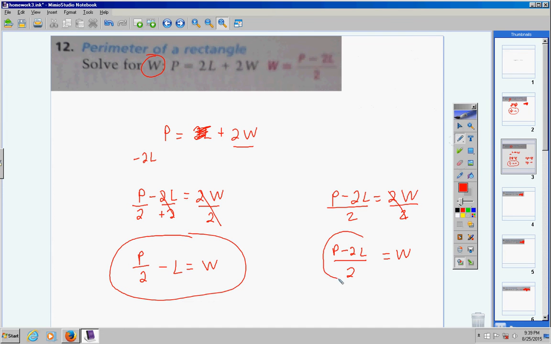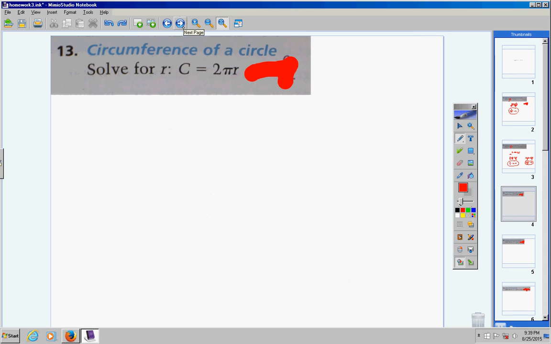Now, if you want to do this, I will give you full credit, but make sure you don't start crossing things off. You shouldn't cross off. I would strongly suggest to you, you divide each term, P, negative 2L, and 2W by 2. Divide each term by 2. That's how I'd recommend you do it, okay? Alright, moving on to number 13. So your answers will look a little different than the back of the book or the answers right here. But sometimes they will, sometimes they won't, but that's okay, alright?